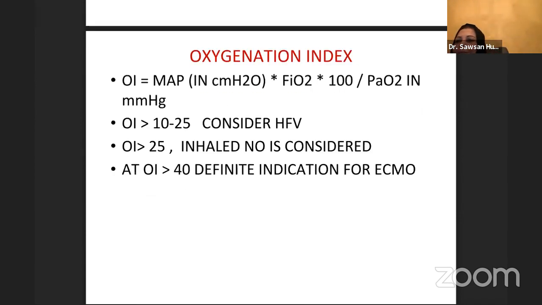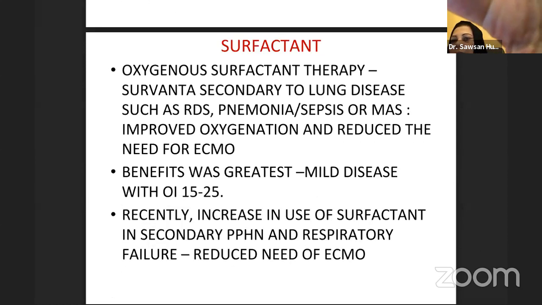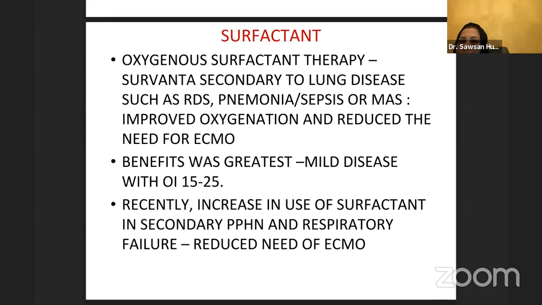To evaluate the severity of the lung disease, we have the oxygen index. How to calculate the oxygen index? The MAP, or the mean airway pressure in centimeters of water, multiplied by fraction of inspired oxygen, multiplied by 100, divided by partial pressure of oxygen in millimeters of mercury. If the oxygen index is from 10 to 25, we have to consider high frequency ventilation. If it is more than 25, inhaled nitric oxide is considered. And if it is more than 40, definitely ECMO is needed. Unfortunately, most of the institutes here don't have nitric oxide or ECMO or even high frequency ventilation.